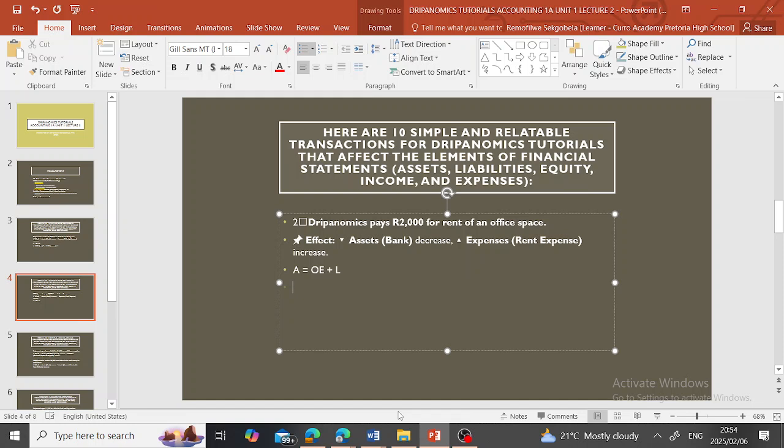You can tell here that assets are affected and expenses are affected. Those are the elements. But the accounts that are affected, you can see here, are bank and rent expense. So what's happening to our bank, guys? What's happening to our assets? Someone unmute their mics. Assets decrease. So we're going to say minus what? Minus 2,000 bank, and then it equals what?